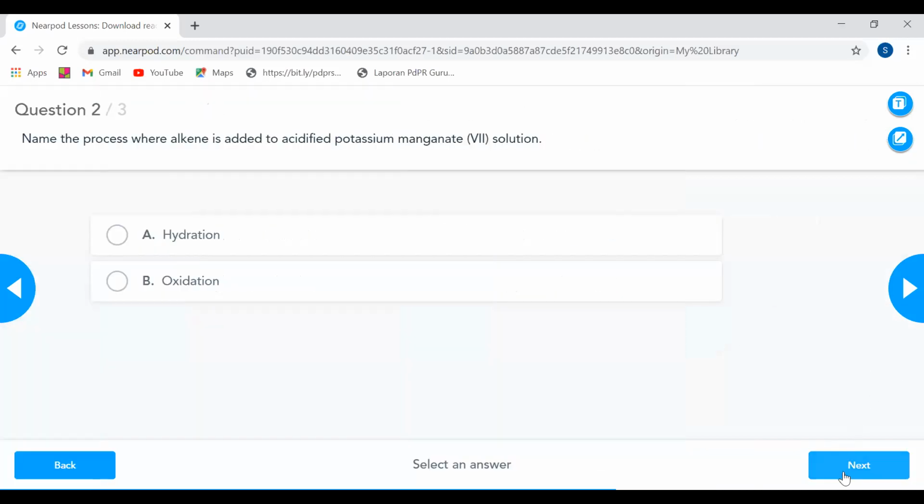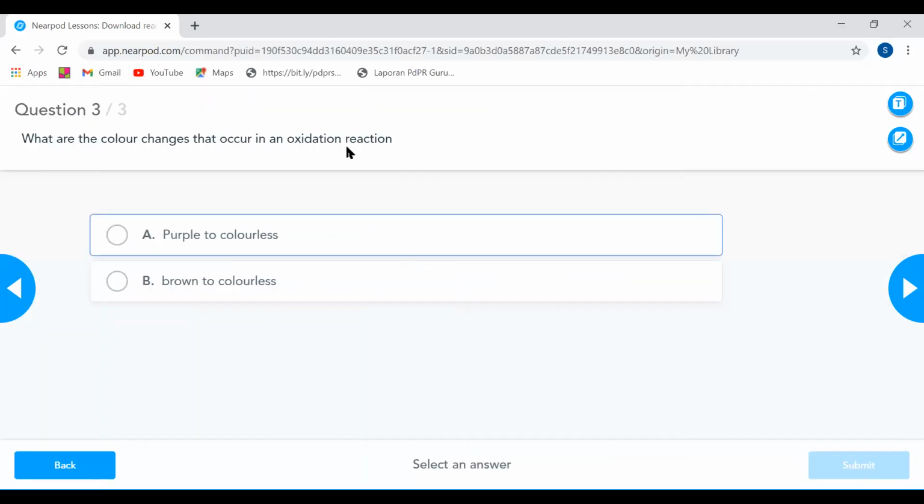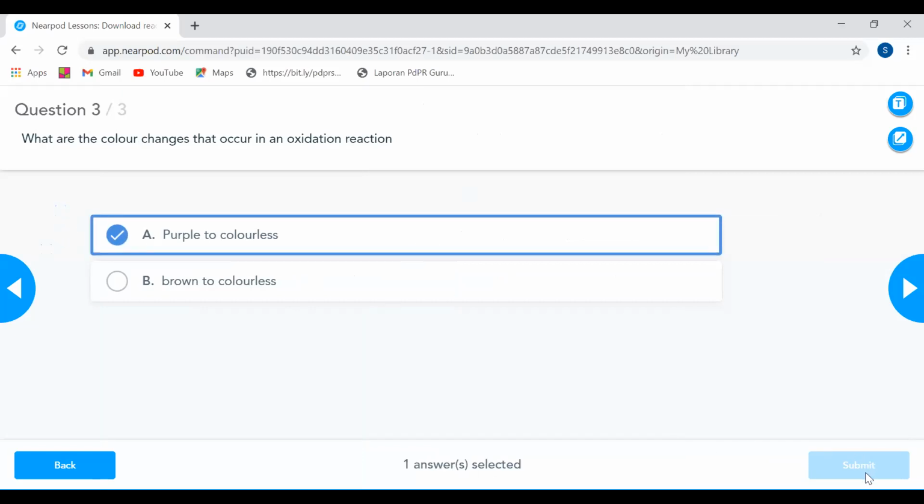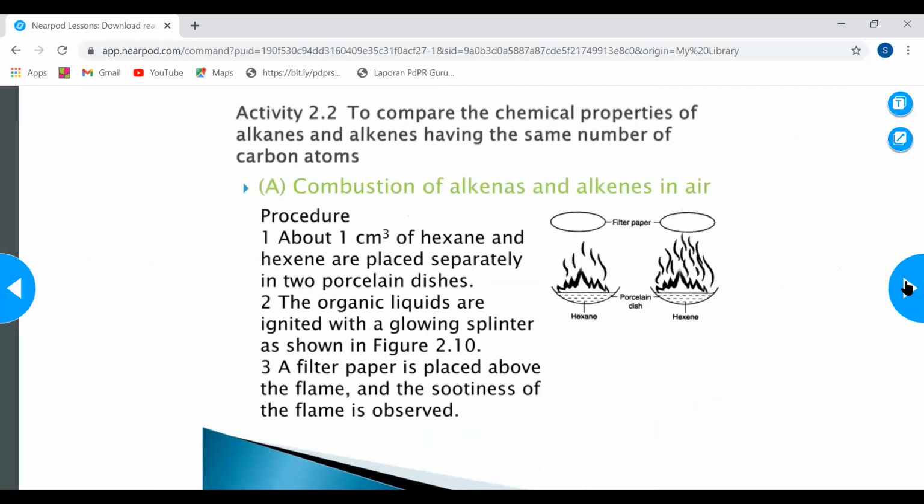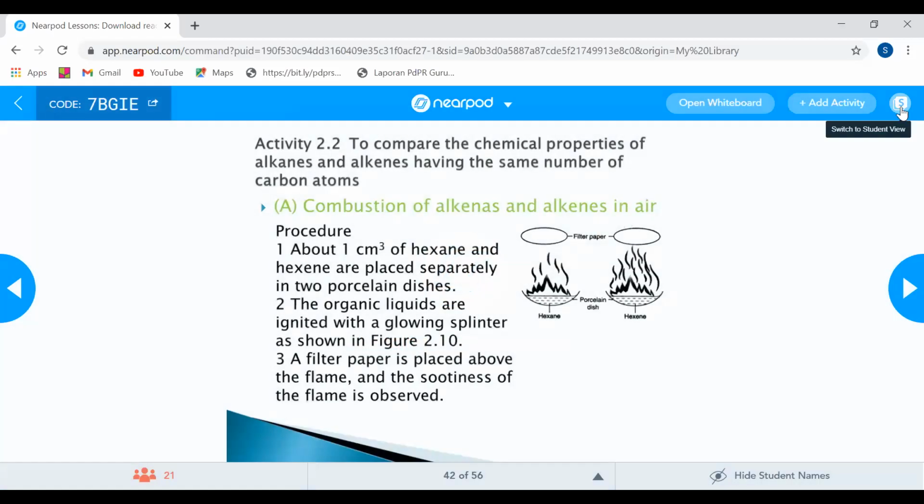Okay, what's my next question? Name the process. Acidified oxidation. Oxidation, good. You see the word acidified, straight away oxidation, no need to think. What is the color change? Purple to colorless. We're almost going to finish already. Okay, fine, whatever. This one, no need for you to do because I've already gone through the 3 experiments with you. So I'm going to skip.